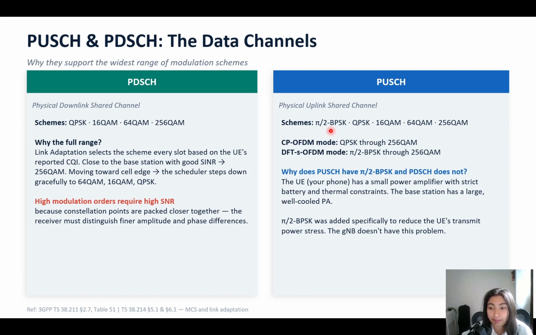So pi by 2 BPSK is a scheme that reduces the PAPR along with DFT-s-OFDM. PAPR stands for peak to average power ratio. We have discussed this thoroughly in our waveform video. I'll provide a link to that video in this video.